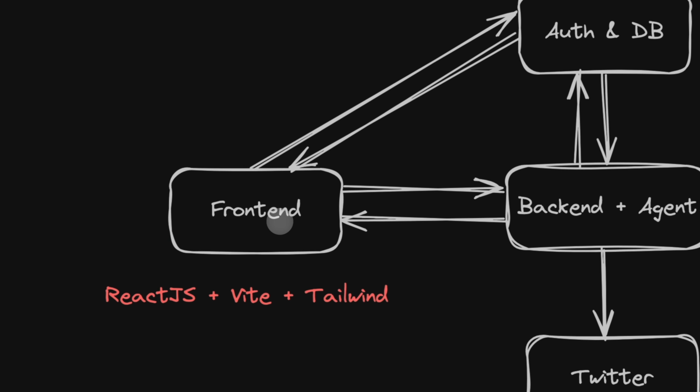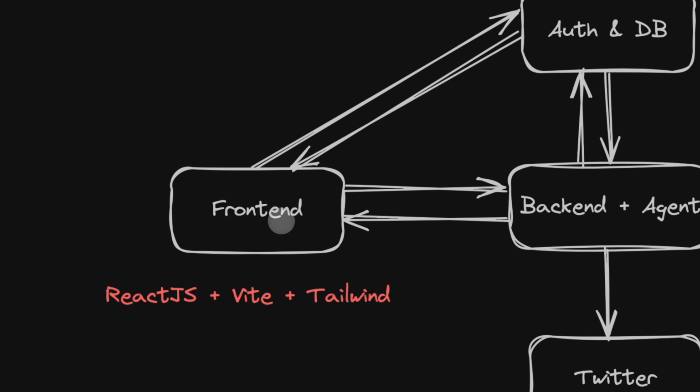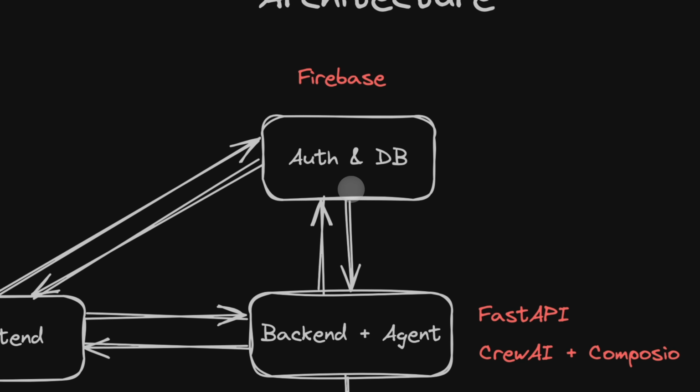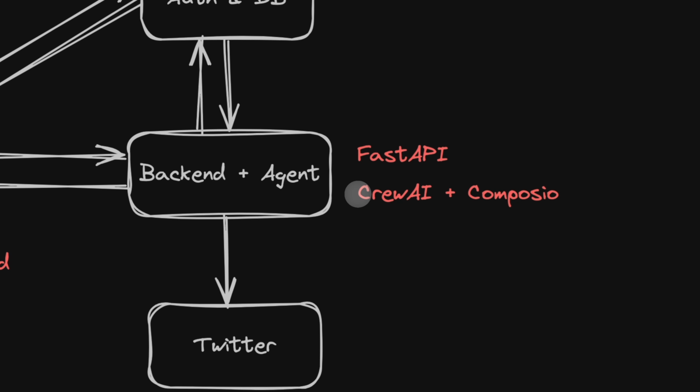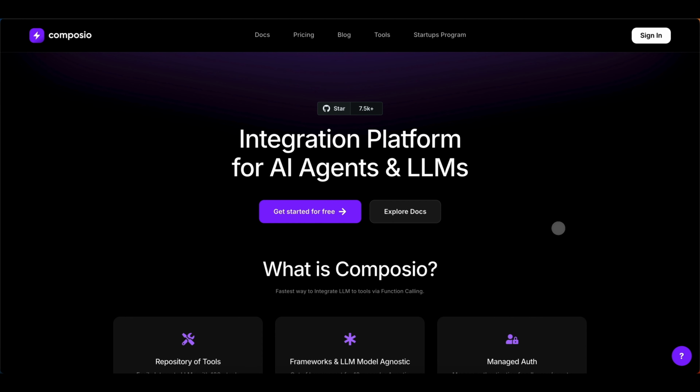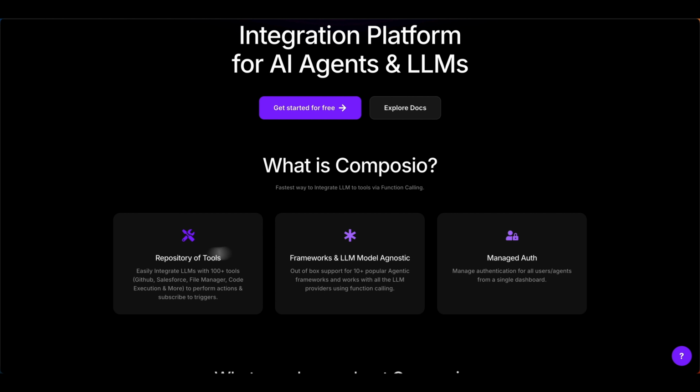The frontend is developed using React.js, Vite, and Tailwind. For authorization and database, I've used Firebase. And for the backend part, I've used FastAPI. And for creating agents, I've used CrewAI and Composio tools. Composio is an integration platform for AI agents. It has over 100 tools, for example, GitHub, Salesforce. In my case, I'm using Twitter.